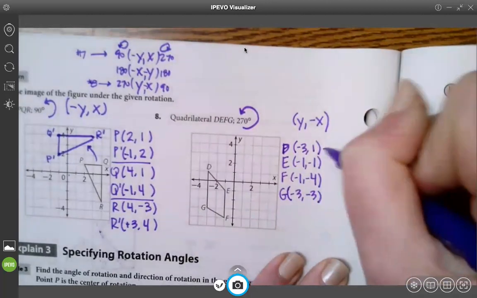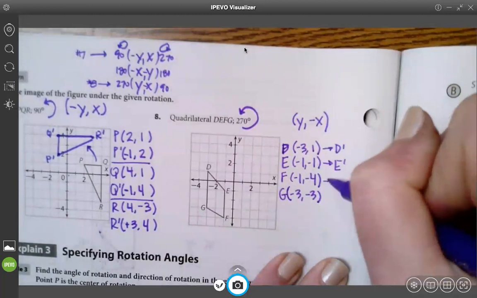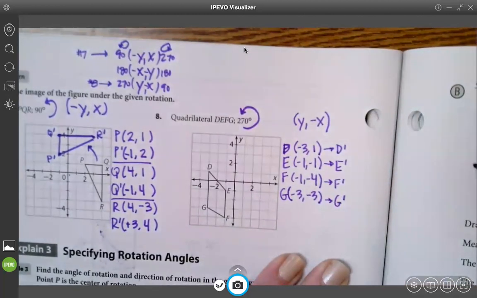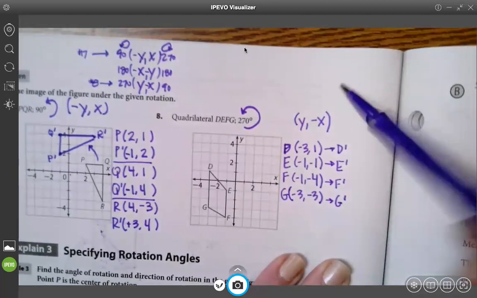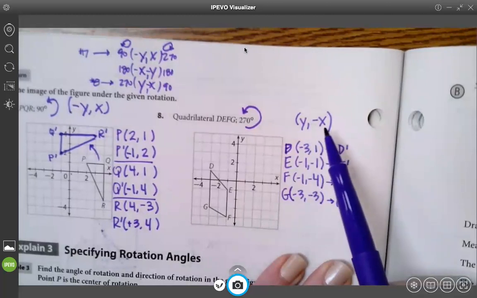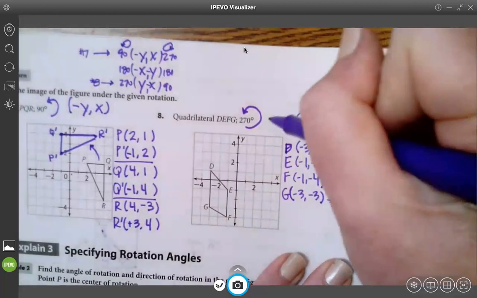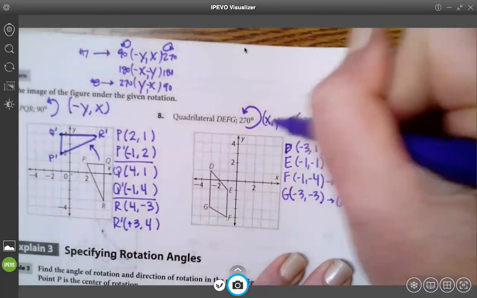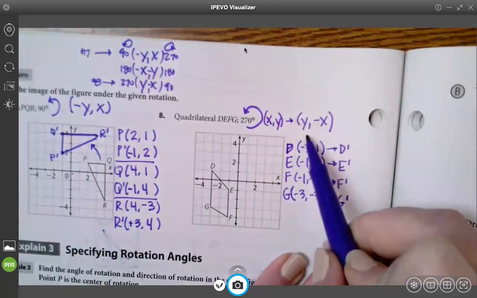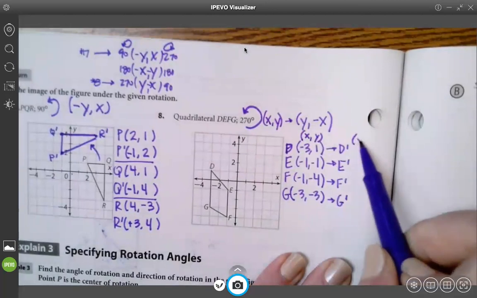So that's going to turn into D prime and E prime and F prime and G prime by rotating all of these points according to the rule (y, -x). So (y, -x) means that we're going to switch the order, right? Because it used to be (x, y). That's how an ordered pair is normally set up. That's what we have over here. We have x, y, and we need to end up with (y, -x).